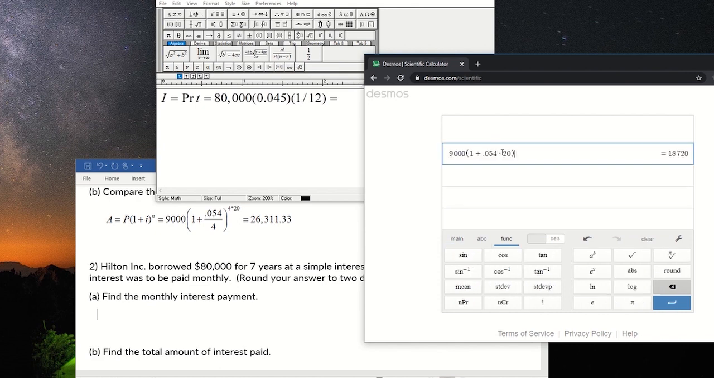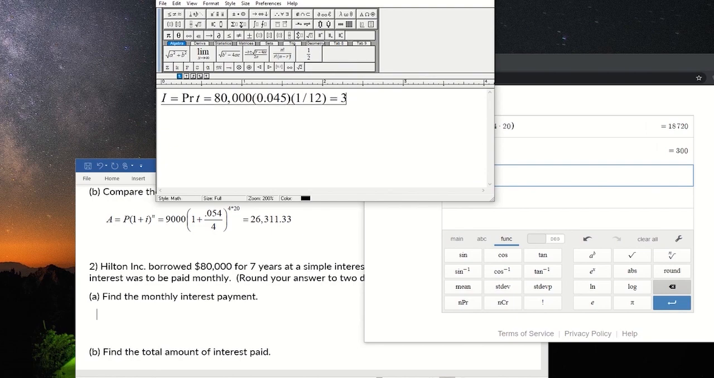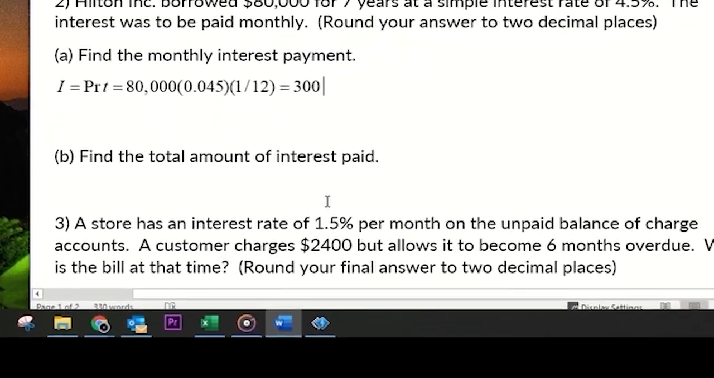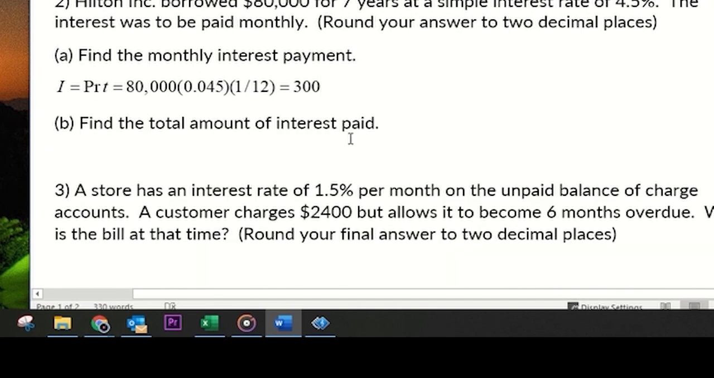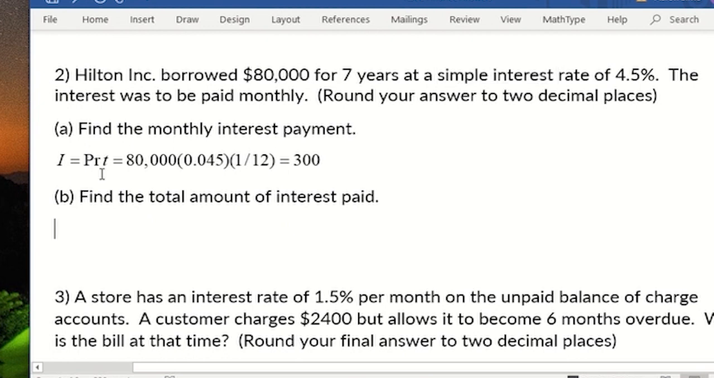I like the comma, so let me try it again. 80,000 times 0.045 divided by 12. That should work. So this equals 300. That's X to close this off. There it is. Took a little while to get in. See what's the total amount of interest paid. Notice that this is simple interest, so that's why we're using the simple interest formula.